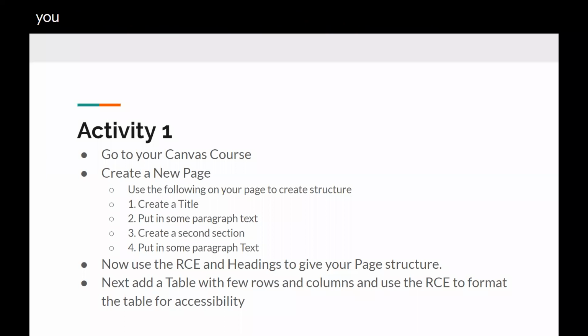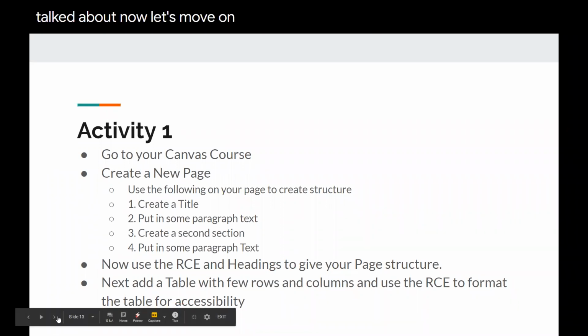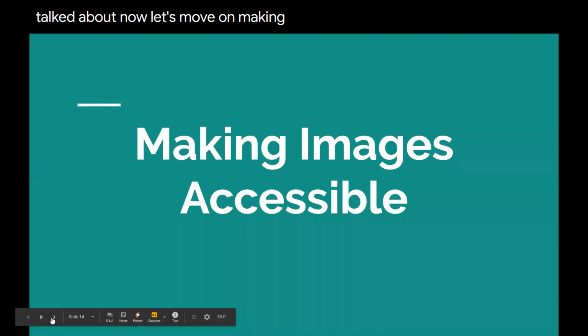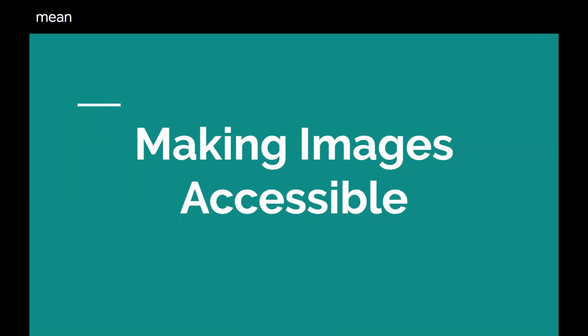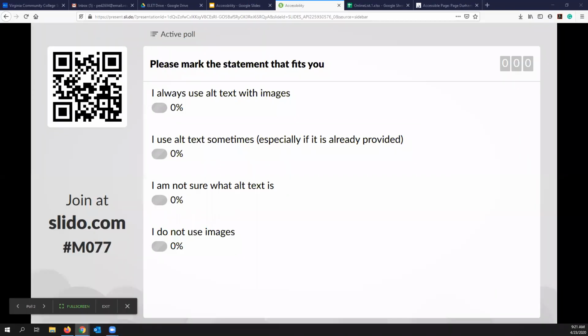Hopefully you got to Canvas and were able to at least look for some of those things that I talked about. Now let's move on. Making images accessible. So what does that mean? Image is accessible. So grab that cellular device or mobile device that you're using, and please take a minute and mark the statement that fits you best.